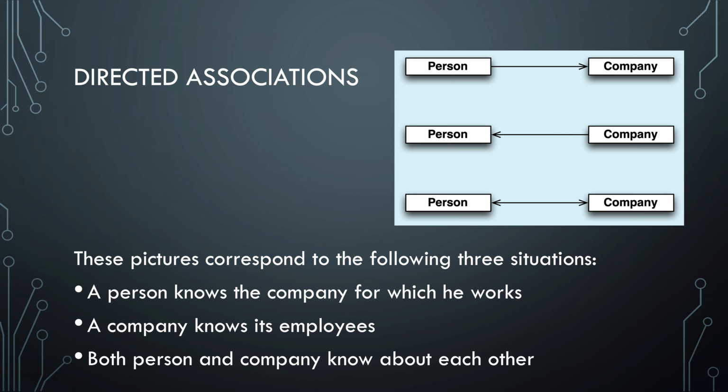Associations can be directed using arrow types. Here, there are three different situations. The first situation shows that a person knows the company he works for. The second is that a company knows its employees. And in the final example, both person and company know about each other.